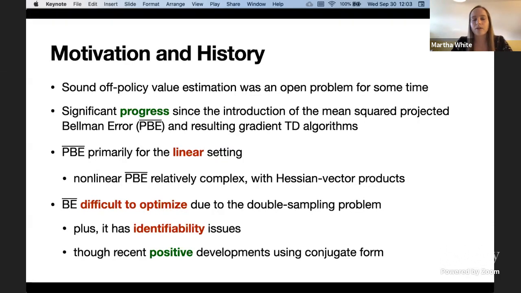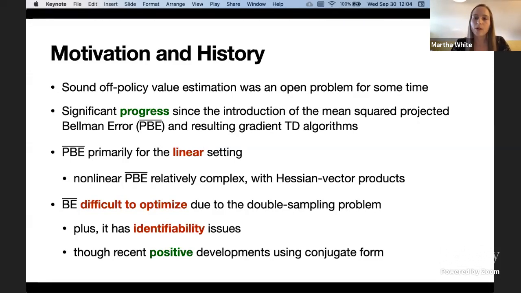And so I think that was one of the reasons it was sort of put to the side and the projected Bellman error explored more. And then more recently, Rich in his book has also shown that it has some identifiability issues as well, which is red here for a reason. That's problematic. So we're in this case where we didn't know how to use the Bellman error.